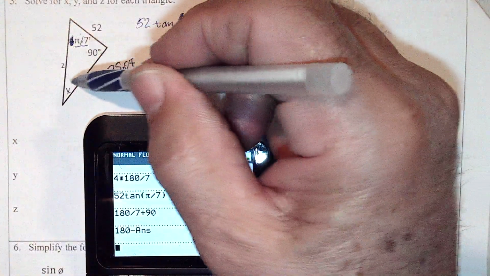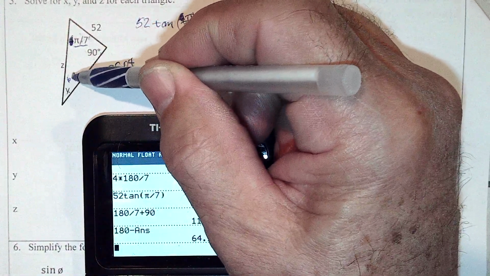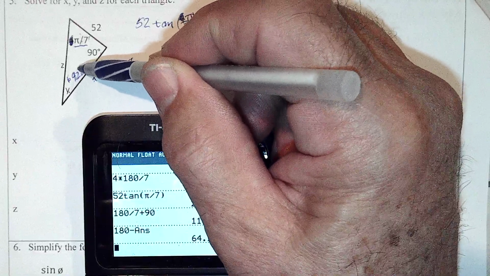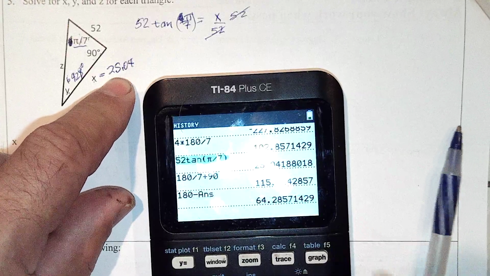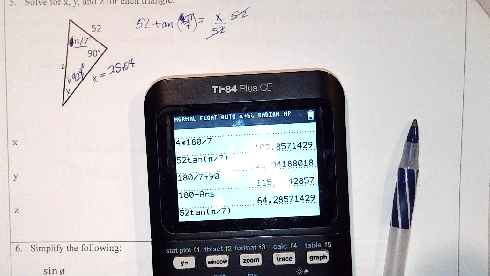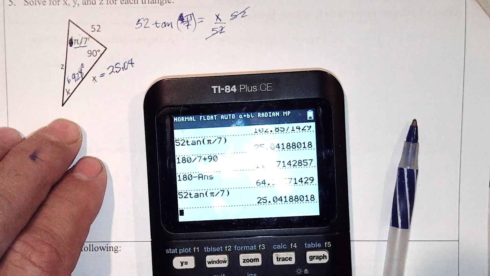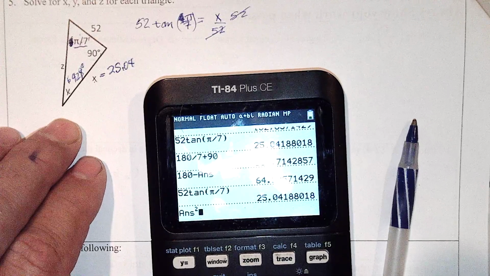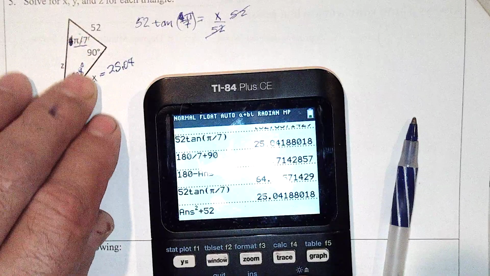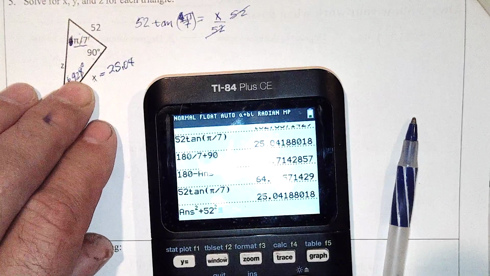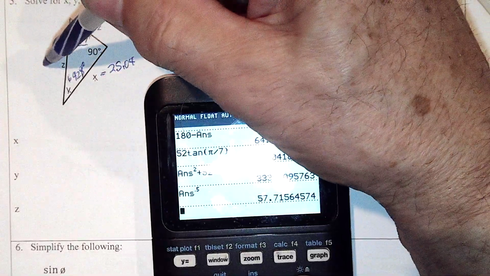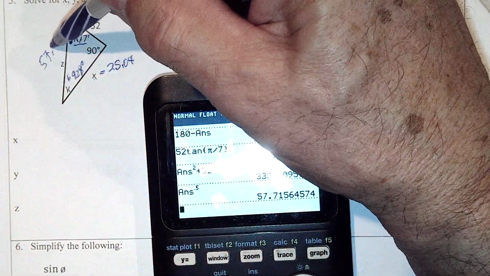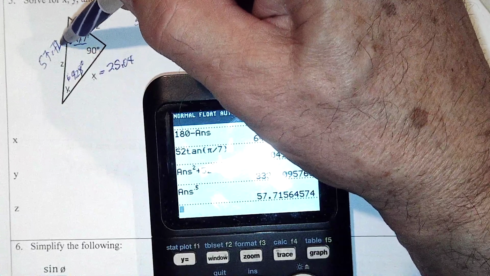And this would be 64.2829 degrees. And I can go with this 25.04. Again, that's changing the problem. If I do that, squared plus 52 squared, and then take the square root of the answer, and I get this side to be 57.72. Okay.